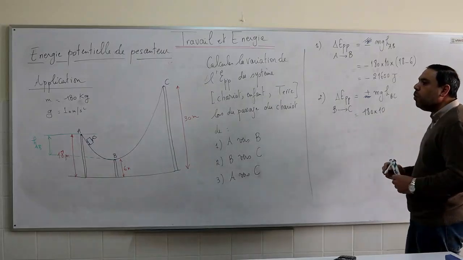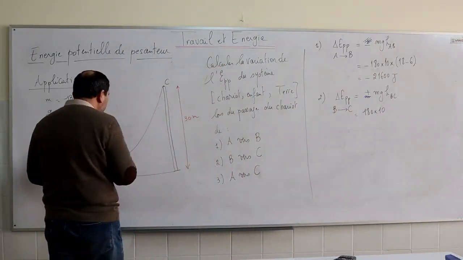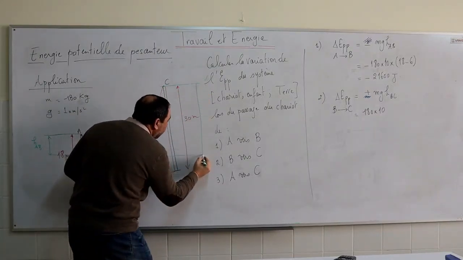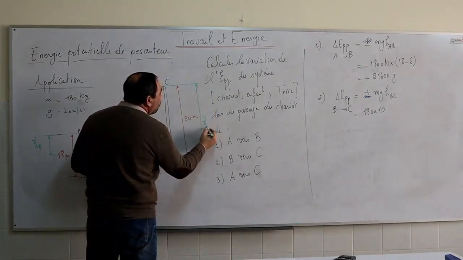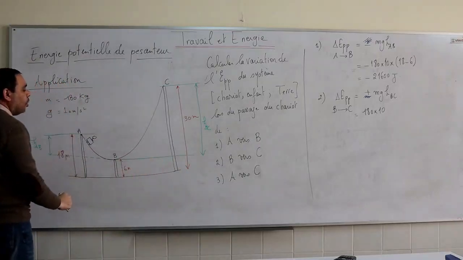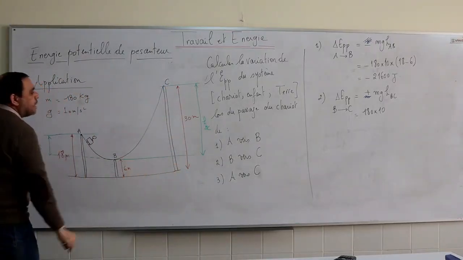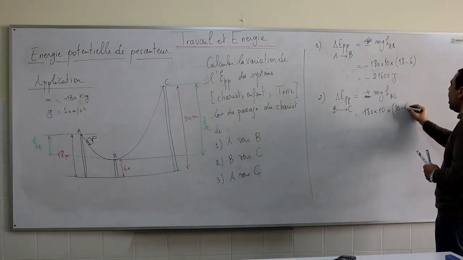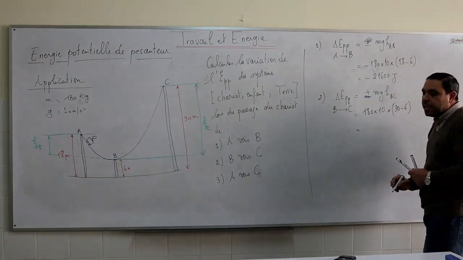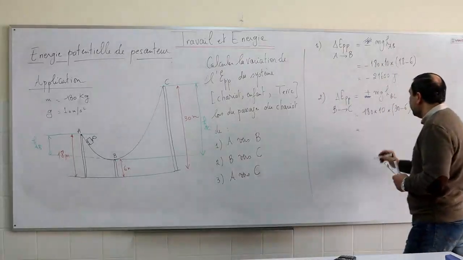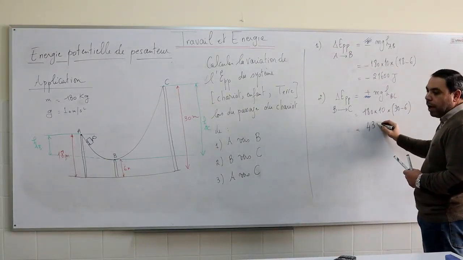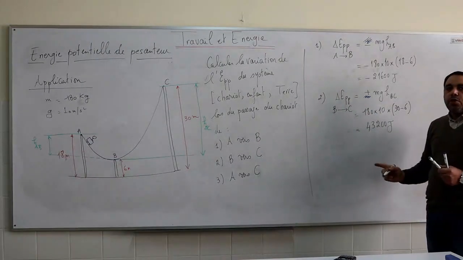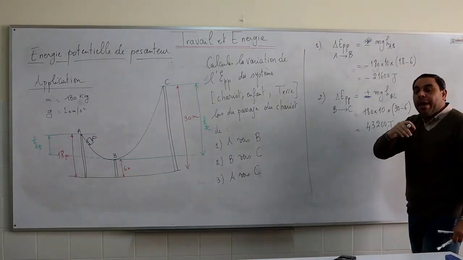180 times 10 times the height between B and C, which is the height difference between the horizontal levels of B and C. This height is equal to 30 minus 6. The answer is 43,200 joules. The variation in the gravitational potential energy is positive since the body rises.